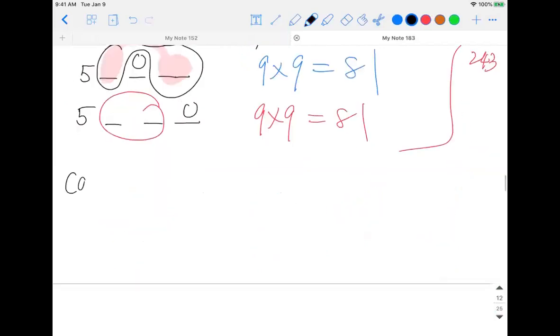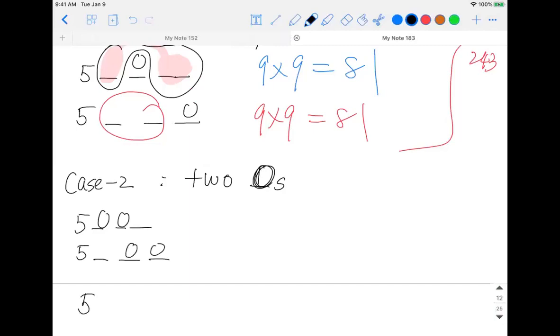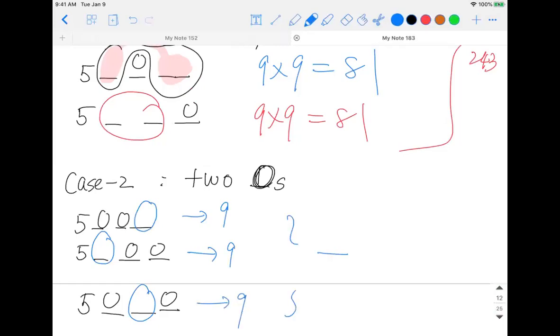Okay? 243 cases for the first scenario. Let's go to case number 2. Case number 2 means you have 2 zeros. When you have 2 zeros, there's not so much flexibility you can do. 5, 1, 2, 3. The 2 zeros can be here, here. 5, 0, 0. Can be here, here. Can be here, here. In each scenario, you can only do some magic for one remaining digit. Basically, 9 for each scenario, right? Put them together, 27.